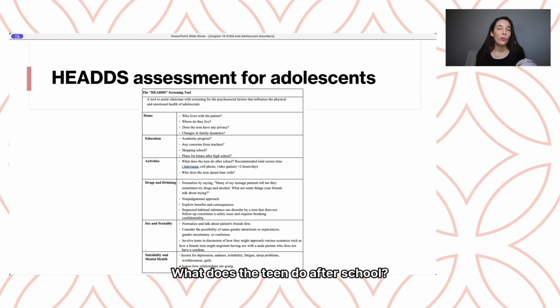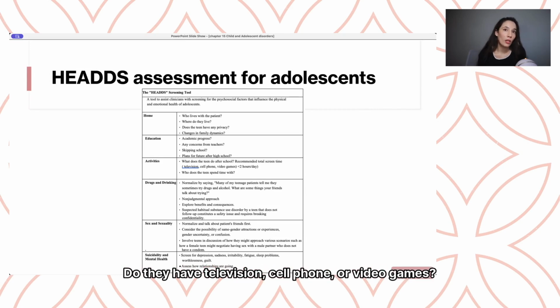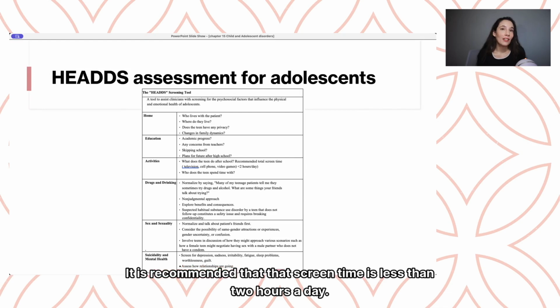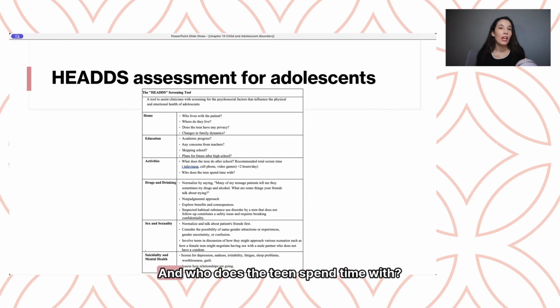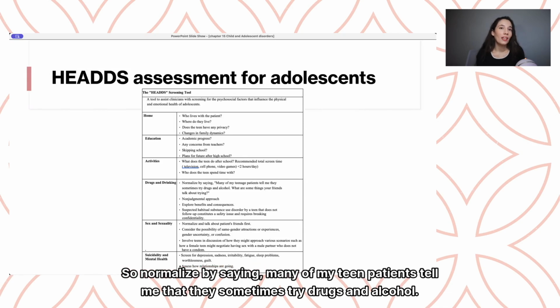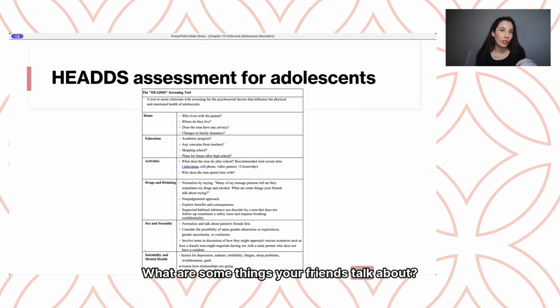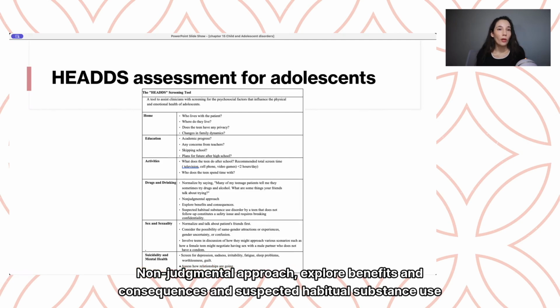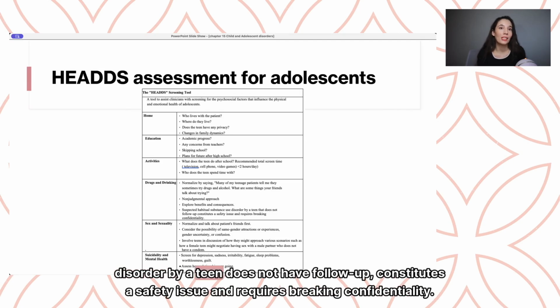A stands for activities. What does the teen do after school? Do they have television, a cell phone, or video games? It is recommended that screen time is less than 2 hours a day. And who does the teen spend time with? D stands for drugs and drinking. So normalize by saying, many of my teen patients tell me that they sometimes try drugs and alcohol. What are some things your friends talk about? Use a non-judgmental approach, explore benefits and consequences. A suspected habitual substance use disorder in a teen who does not have follow-up constitutes a safety issue and requires breaking confidentiality.